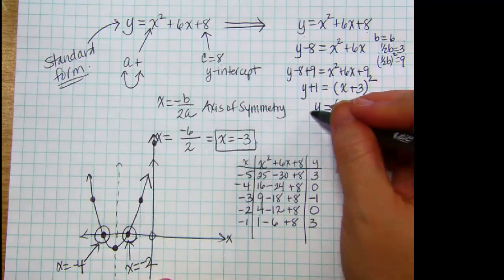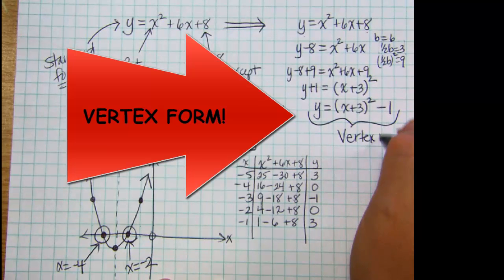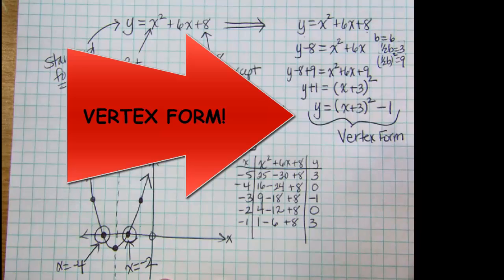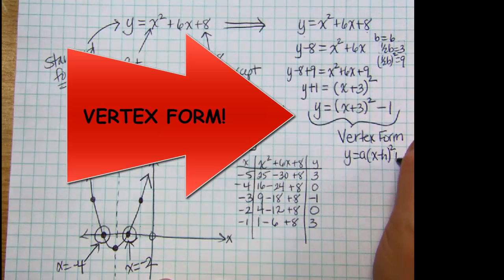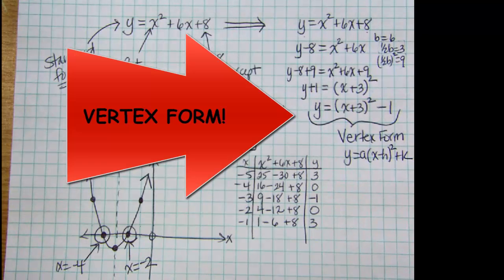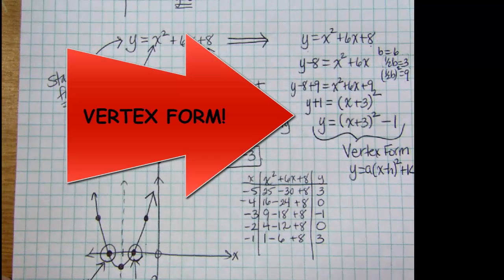And when you look at this, this is now what we call vertex form, because I'm in that a times x minus h all squared plus k form. Our transformations form is vertex form. It's one of the reasons we do those transformations before we talk specifically about quadratics all the time.